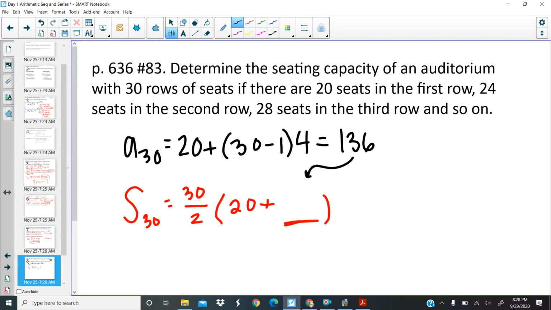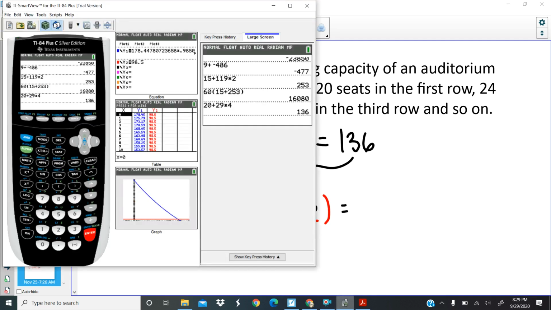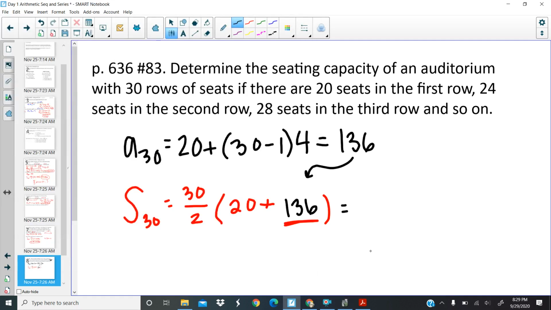And so that is what goes into this summation formula. And then I need to actually evaluate that so that I can find the seating capacity of the auditorium. So 30 divided by 2 times 20 plus 136. So 30 divided by 2 is 15 times 20 plus 136. And that is going to equal 2,340 seats in the auditorium.